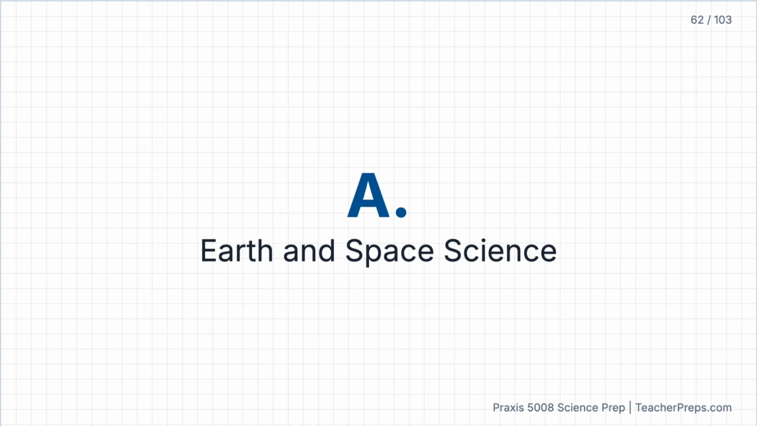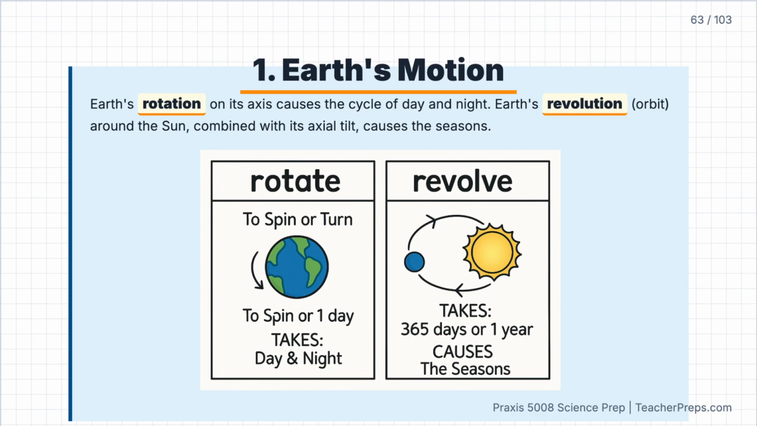Here we go. We're starting with that first section. Remember, there are 3 sections here: Earth and Space Science, Life Science, Physical Science. The first one up, Earth and Space Science. Let's begin with Earth's motion. What you need to remember for test day is that rotation causes day and night, while revolution combined with Earth's tilt is what causes the seasons.